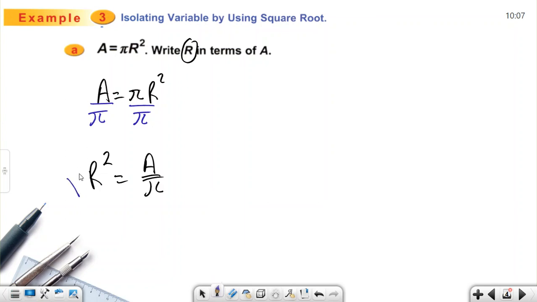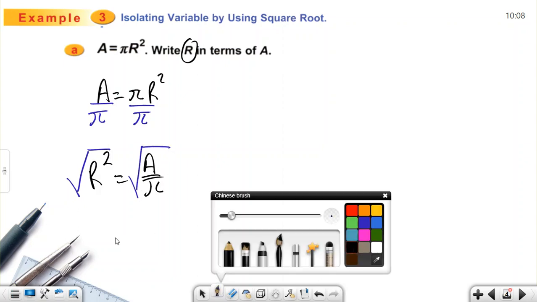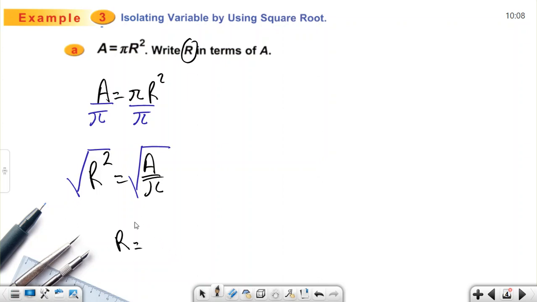There's a square, so if I use the square root, the square and root can cancel each other. Only r will be left. But be careful because r squared can be negative or positive. So let's use the square root. r is equal to the square root of area over pi, or r is equal to minus the square root of A over pi.